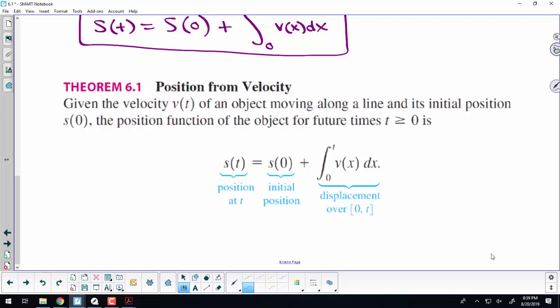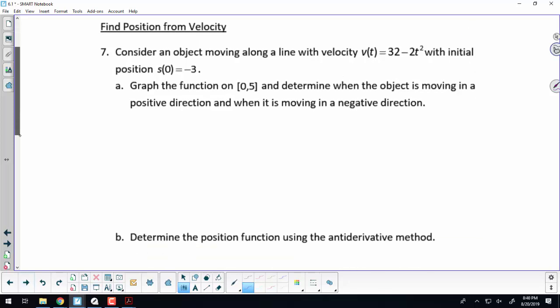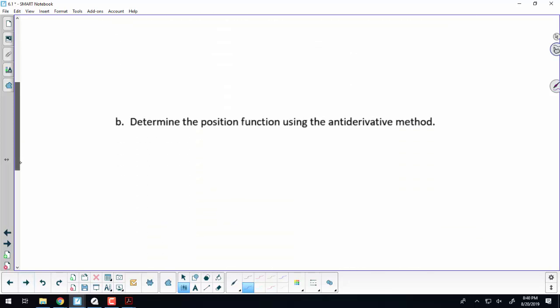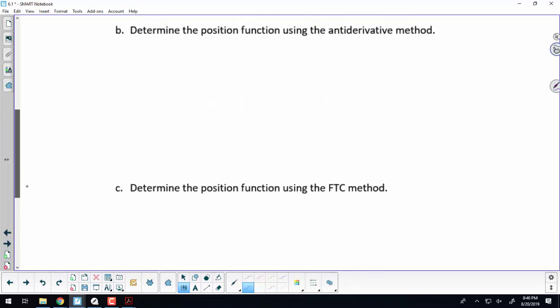All right. Does anyone have any questions at this point? All right, so let's actually put this into practice here with this example. We're going to graph the function, determine when the object is moving in the positive and negative direction. We did that earlier. We want to determine the position using the antiderivative method and the FTC fundamental theorem of calculus method.